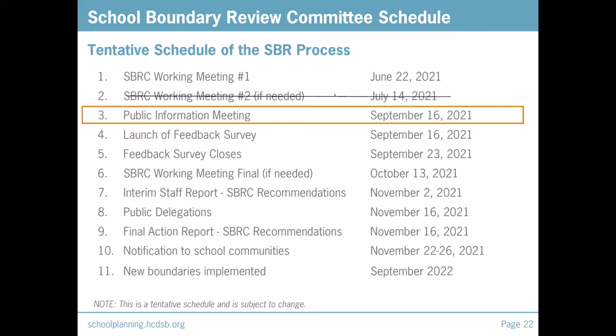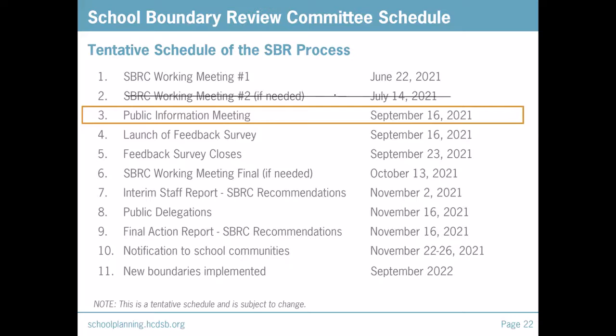on September 23rd. The final School Boundary Review Working Meeting will only take place if needed based on public feedback from the survey. This would be on October 13th. From there, it would go to interim staff report, which would identify the school boundary review recommendation. That will be on November 2nd. There will be an opportunity for public delegations on November 16th. At the same board meeting, the final action report with the school boundary review recommendations will be brought forward.